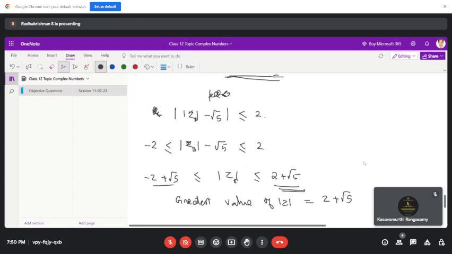2 plus root 5. So is that option given? Yes, sir. Fourth option, sir. Fourth option, 2 plus root 5. The next problem is very similar. So I think you should be able to do it the same way.